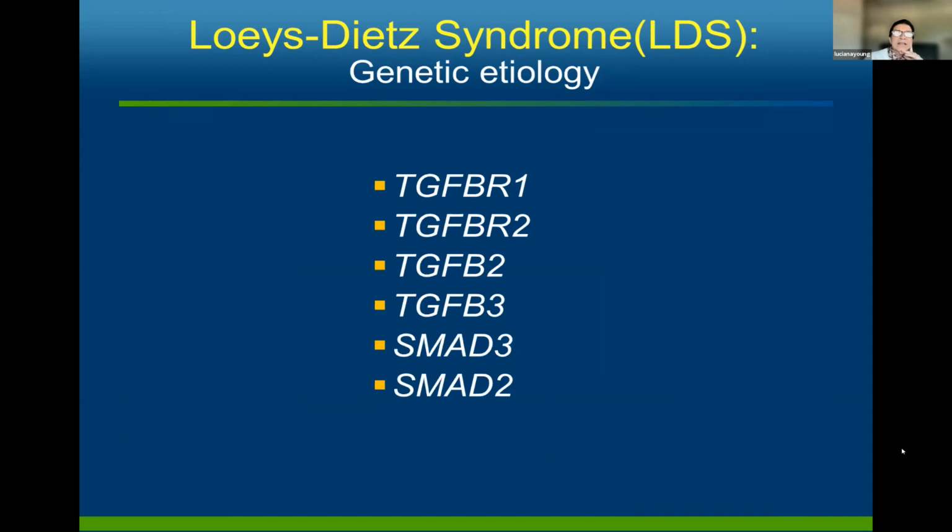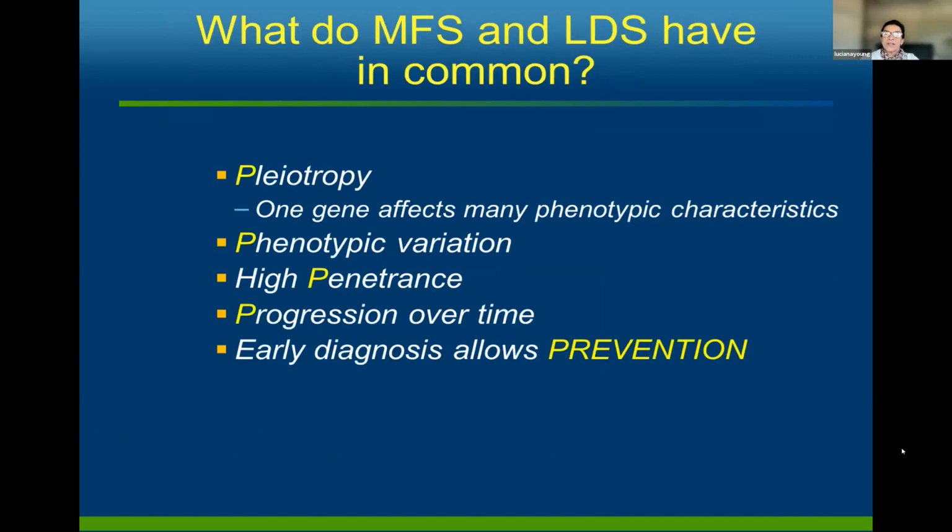Next slide. One thing that is common in both these syndromes, as well as other aortopathies, is that one gene affects many of the phenotypic characteristics that are seen. There can be, with one mutation in several family members, significant phenotypic variation in how the presentation is present. There's a high penetrance, meaning that people that have the mutation are very likely to have the signs and symptoms of the syndrome. They are progressive over time, and early diagnosis in both pathologies, as well as the other aortopathies, allows for prevention.